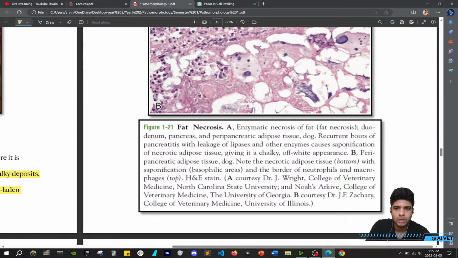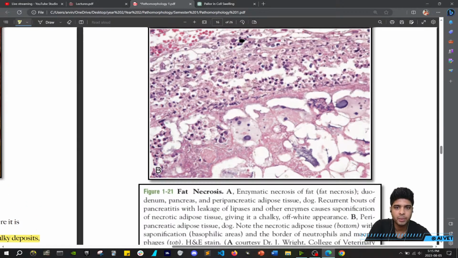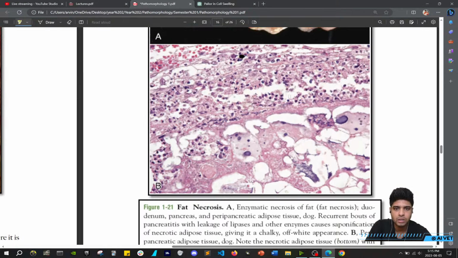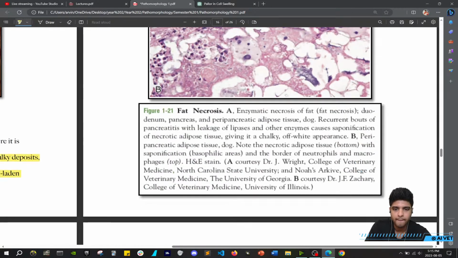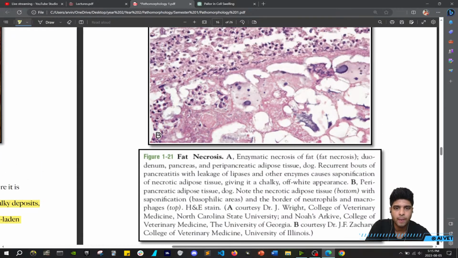Of a dog. Pancreatitis with leakage of lipase and other enzymes causes saponification of necrotic adipose tissue, giving it a chalky off-white appearance. Peripancreatic adipose tissue. This is the peripancreatic adipose tissue. Okay. Bottom, saponification, basophilic areas.